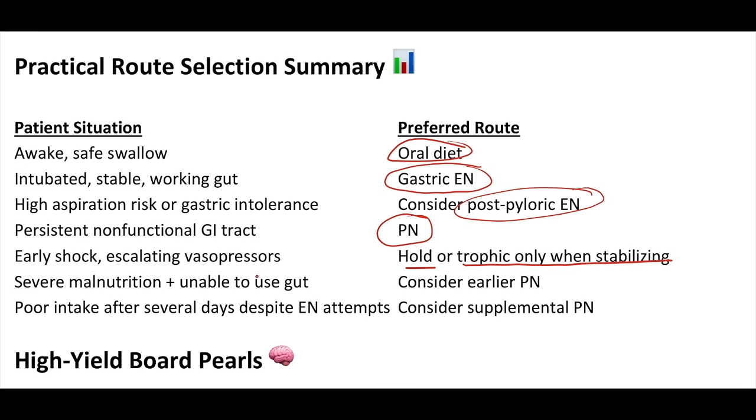Severe malnutrition and unable to use the gut, do consider earlier parenteral nutrition, right? We find that patients with severe malnutrition at baseline should probably be fed earlier, even though there are some trials that suggest if you don't have severe malnutrition, you do not need to get immediate, earlier parenteral nutrition. But the severely malnourished patient probably should get early parenteral nutrition if they can't tolerate enteral nutrition. Poor intake after several days despite enteral nutrition attempts, consider supplemental parenteral nutrition, right? So that's after several days in someone who is not severely malnourished.